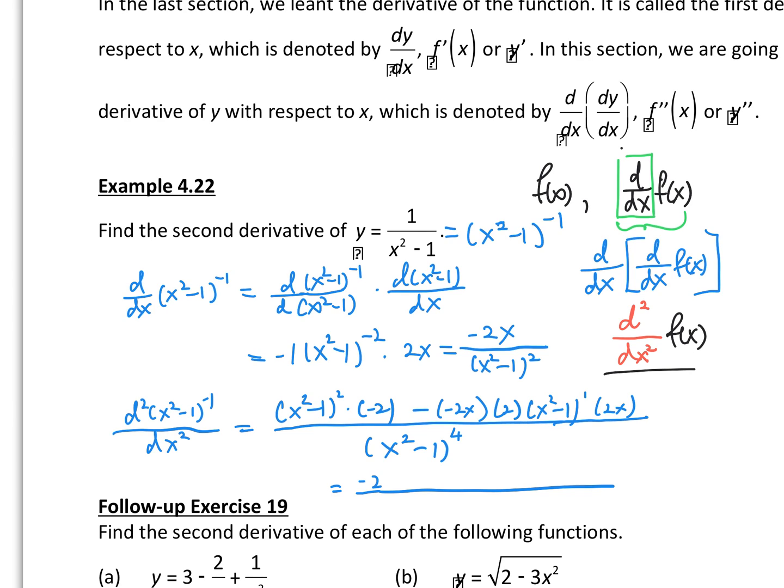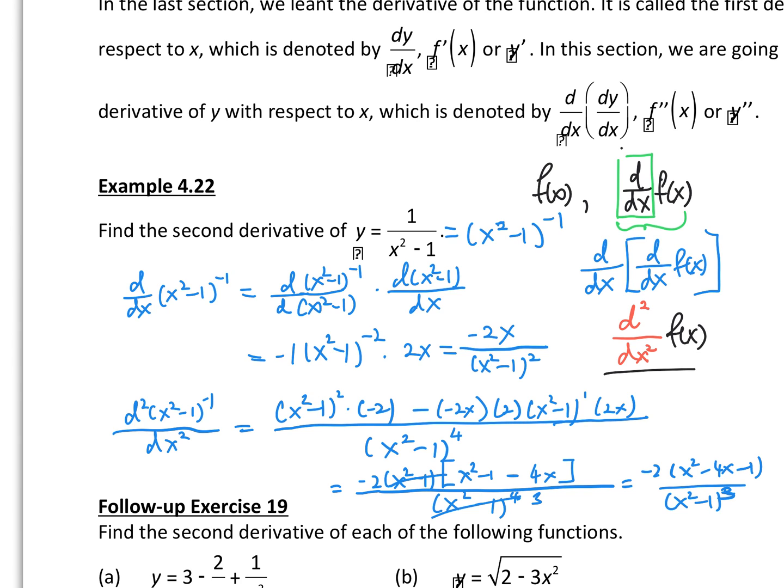Take out negative 2, x squared minus 1. So the first part remains x squared minus 1, and then the second part remains negative. I have already taken out negative 2 and this part, so what remains is 4x, so minus 4x. Then you can cross out 1 and it becomes 3. And so the final answer is negative 2 times x squared minus 4x minus 1 over x squared minus 1 to the power 3.